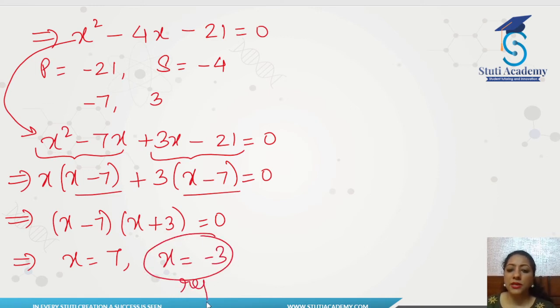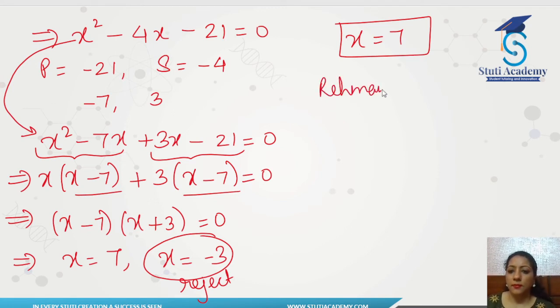Now, we are going to reject this. We will reject x equal to minus 3 because we know that the ages can never be negative. The ages are always positive. That is why here x is 7. That means Rahman's present age is 7 years.